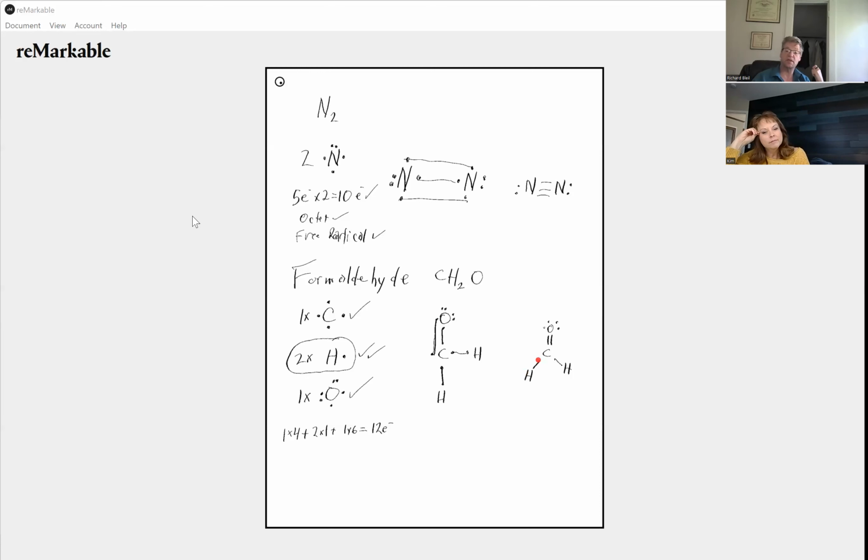Well, our hydrogen has 2 electrons. Our hydrogen here has 2 electrons. Carbon has 2, 4, 6, 8 electrons. Oxygen has 2, 4, 6, 8 electrons. The octet rule is satisfied. And do we have a total of 12 electrons? 2, 4, 6, 8, 10, 12 electrons. This is a valid Lewis dot structure.